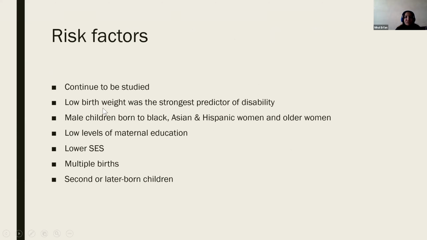Okay, we're still studying risk factors, but low birth weight was seen as the strongest predictor of having a disability. So prematurity and low birth weight. Males, children born to Black, Asian, and Hispanic women and older women, lower levels of maternal education, lower socioeconomic status, multiple births, second or later born children. So these were seen as risk factors.